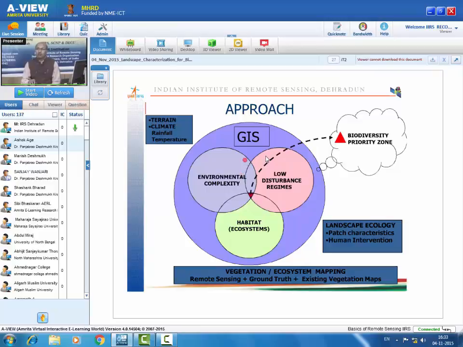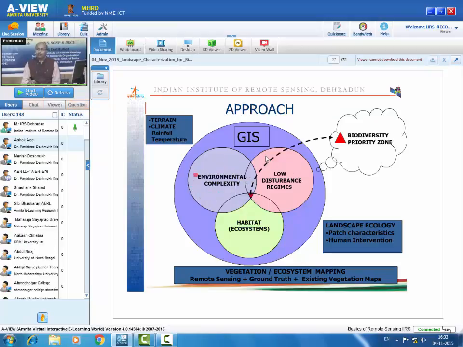So what we wanted to do in this study was identify the area in the center, the red point you can see here, which basically has the least disturbance. That means it is away from settlement or road. It has very high environmental complexity. That means the slope, the aspect, the altitude, all these are very variable in this area.